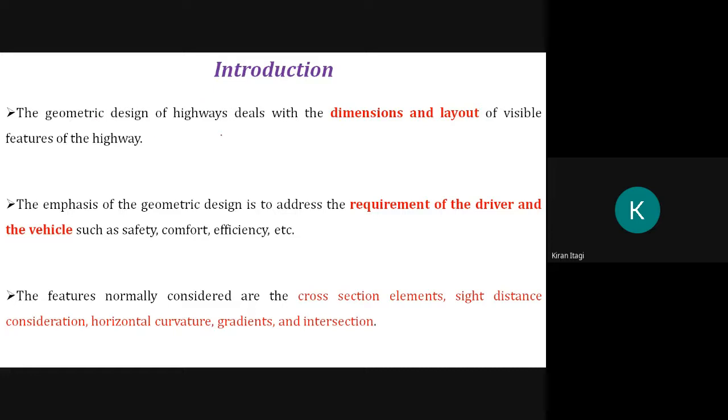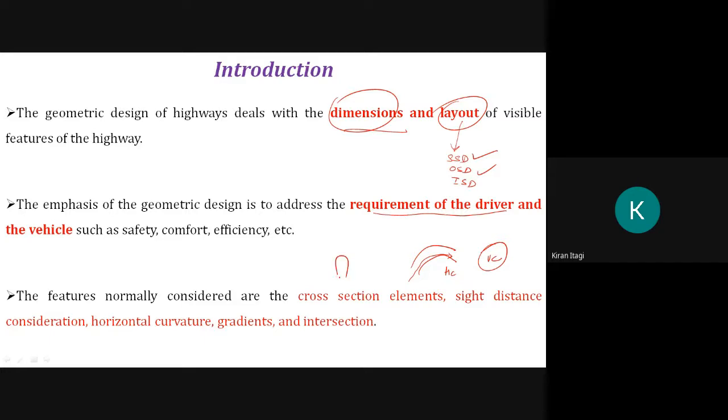Therefore, the geometric design of highway deals with the dimensions and the layout of the visible features of the highways. This is most important in determining the SSD, OSD. We will see in depth, that is stopping sight distance and overtaking sight distance, and sometimes intermediate sight distance. The emphasis of the geometric design is to address the requirements of the drivers, maybe in terms of a curve, a horizontal curve or a vertical curve in different terrains.